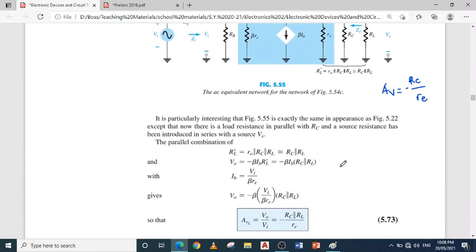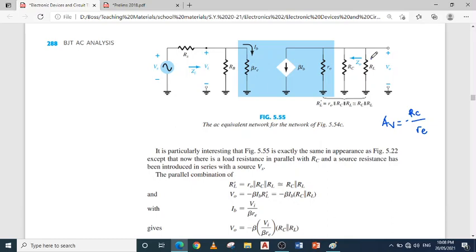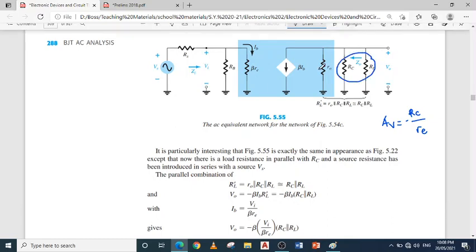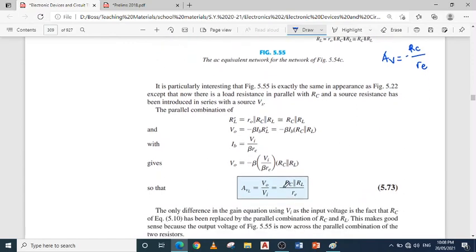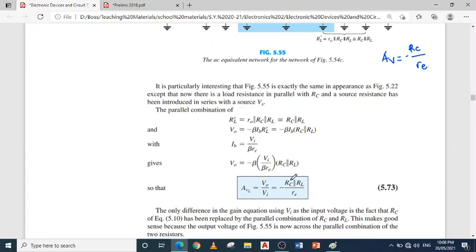Take note that our RL is in parallel with RC. These two are in parallel. So, to compute the AVL, it is RC in parallel with RL, divided by RE. So it is easy to memorize, since you already knew this before. Just add the RL that is in parallel with RC.